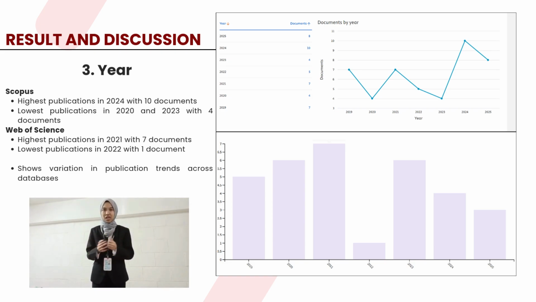For Web of Science, the trend is a little different. The highest number of publications was in 2021, while 2022 has the lowest number of documents. Overall, this shows that publication trends change from year to year and can be different depending on the time base. It also suggests that research activity in this field goes up and down over time. It is possible that factors like database coverage contribute to a focus on research in certain years.